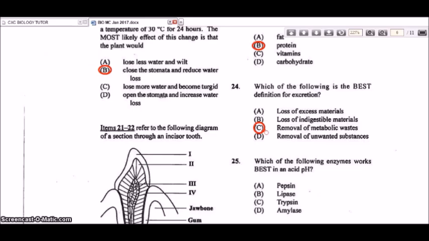So that is excretion. If it was egestion, then it would be the loss of indigestible materials. So undigested food that just passes through the digestive system without any changes occurring to it. So C is the answer for excretion.